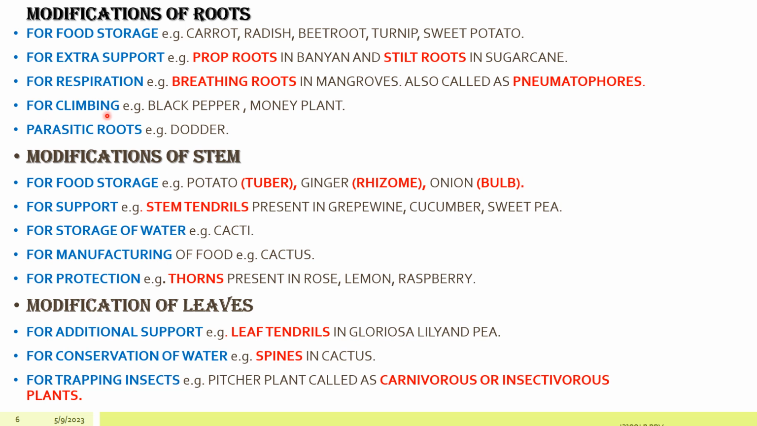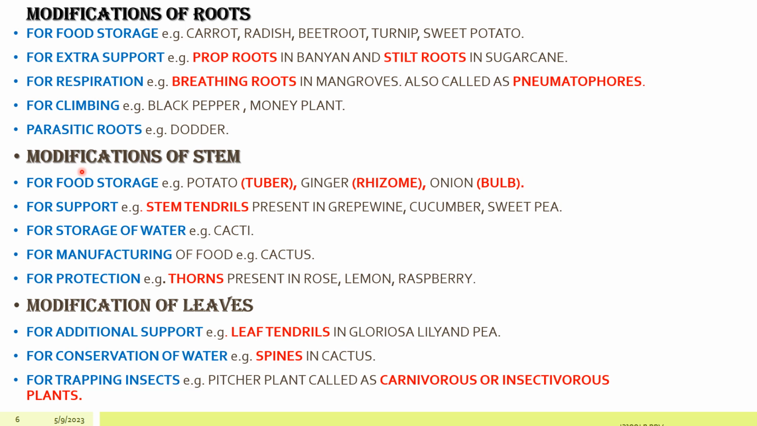Then sometimes they help in climbing. Okay, for example the climbers जितने भी black pepper, money plant वगैरह हैं, तो climbing में help करती हैं like extra support. Okay, stem node से ये निकल आती हैं special roots and they help to climb up a support such as wall, rock, etc. Then there are parasitic roots. For example, the parasitic plant dodder. Dodder cannot prepare its own food, so it has some parasitic roots which penetrate into the body of the host and absorb the nutrition.